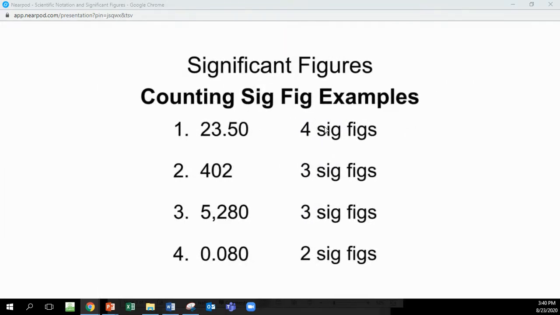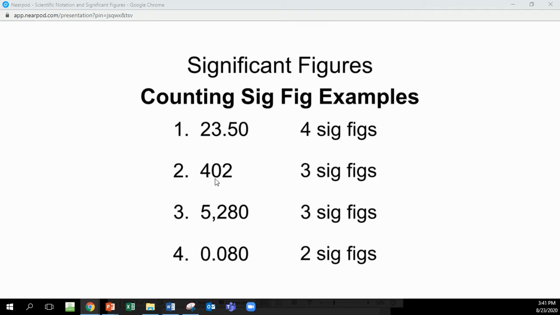For instance, right here, first number, 23.50. First thing you ask is, is there a decimal present? Yes, there is a decimal present right here. Because it's present, we're going to go to the Pacific side, the left. We're going to find the first non-zero digit we encounter. Oh, that's the 2. Now we can start counting. Once we start counting, we cannot stop counting. This has 1, 2, 3, 4 significant figures. So this one has 4 significant figures.